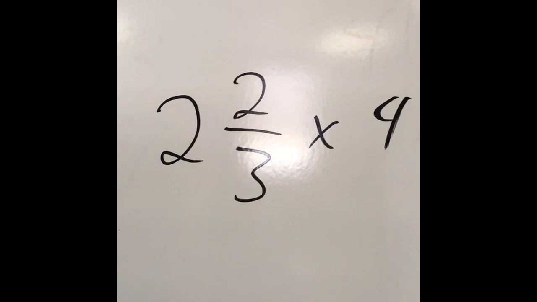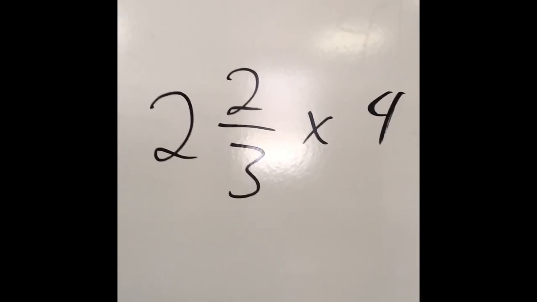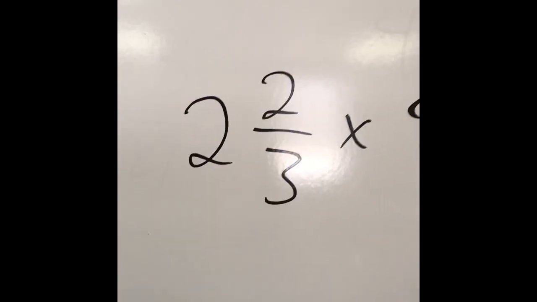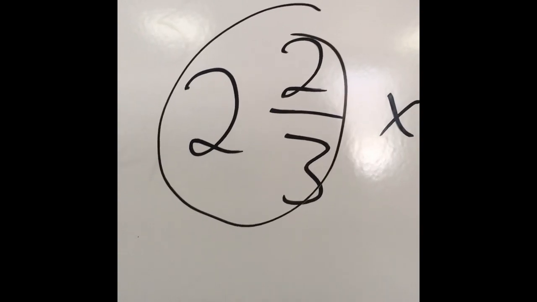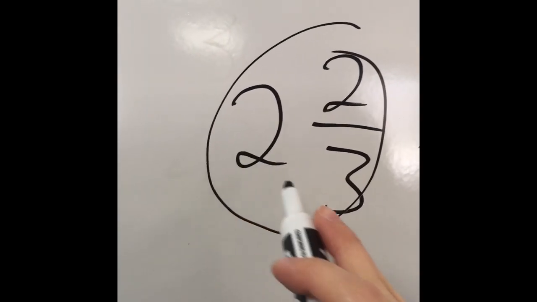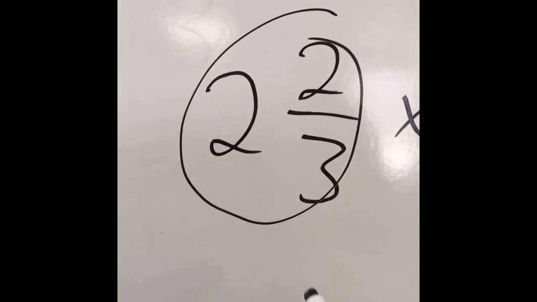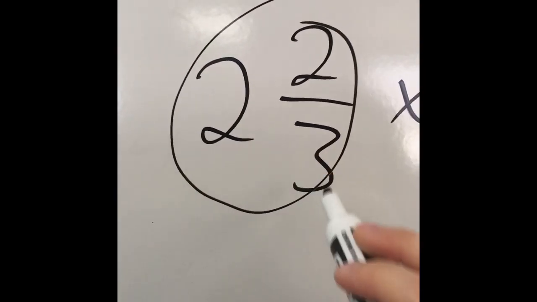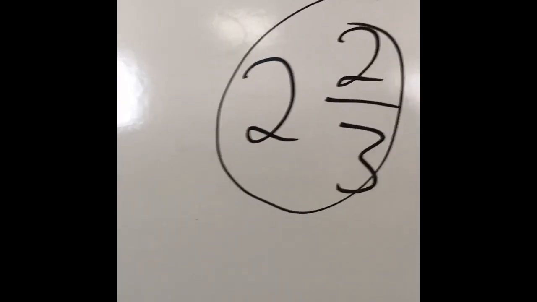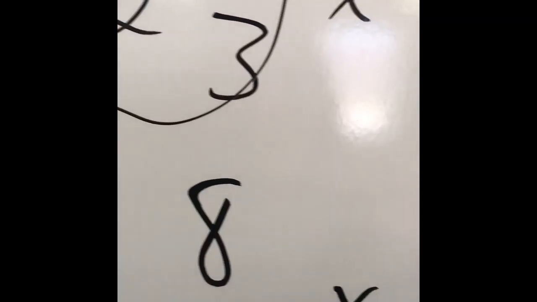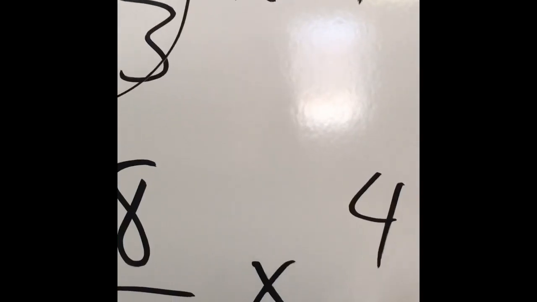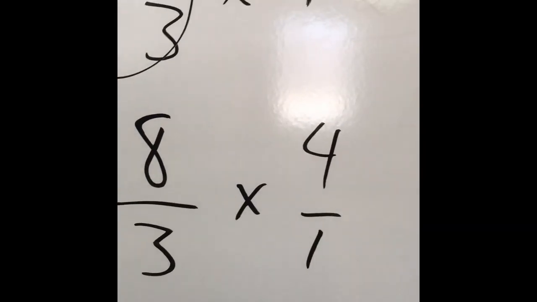Let's take a look at the first example. All right, for the first example, we have 2 2/3 times 4. So remember that when we need to multiply, we need to take our mixed number and turn it into an improper fraction. So remember, we multiply our mixed number times our denominator and add that number to our numerator. So 2 times 3 is 6. Add that to 2, and then we get 8 over 3, or 8/3.